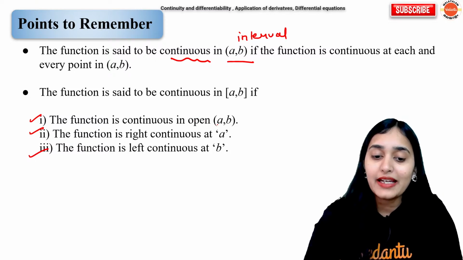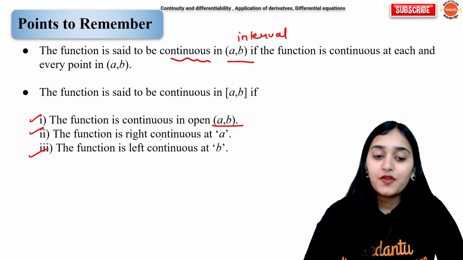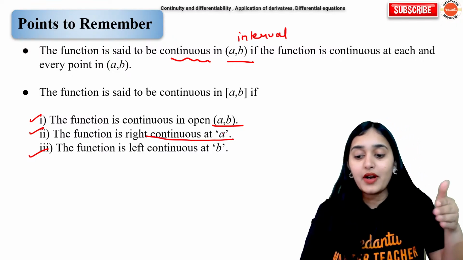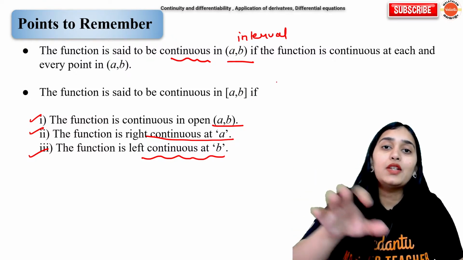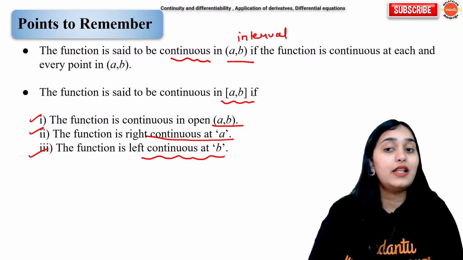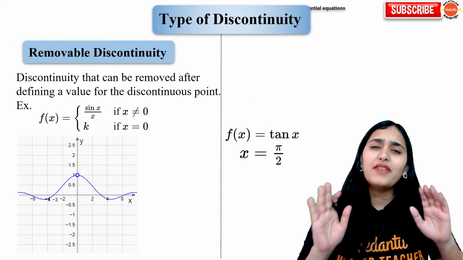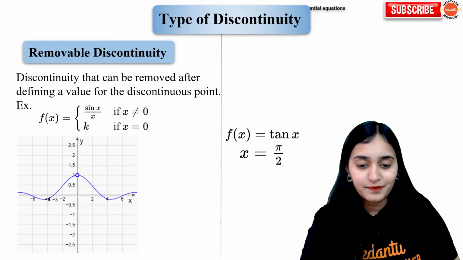You have to check it is continuous in the open interval AB. You have to check it is right continuous at point A, and you have to check it is left continuous at point B. Only then you can say that it is continuous in the closed interval AB. Now we will do questions, so don't worry about what type of questions will come.